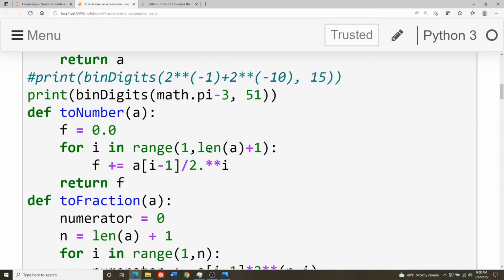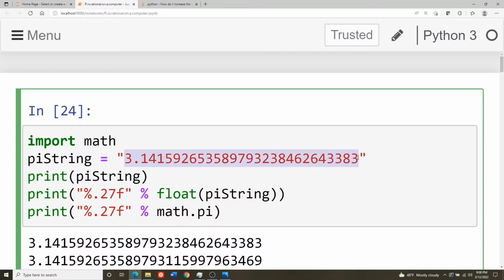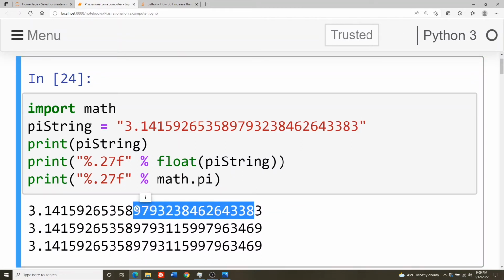I can show you some details if you like Python and you like math. So here's how I started. I know this many digits of pi. This is what I know off the top of my head. So I type that in. So I'm just printing that out, and then I'm printing out. This first line is just printing the string. This is correct to 27 digits.